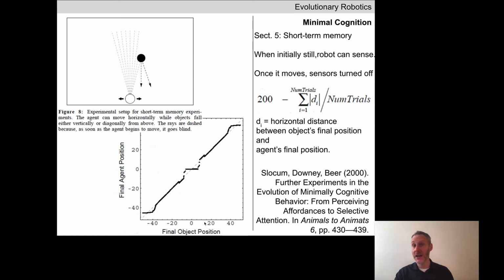When you're trying to understand a scientific figure, always start with the axes. The horizontal axis shows the final object position. So where does the final object hit at the bottom of the screen? And on the vertical axis, we have the final agent position. Where is the agent sitting? What is the horizontal position of the agent at the bottom of the screen when the object hits the ground? What can you tell me about the average behavior of this agent? How's it doing?